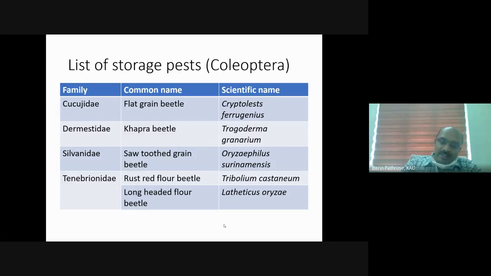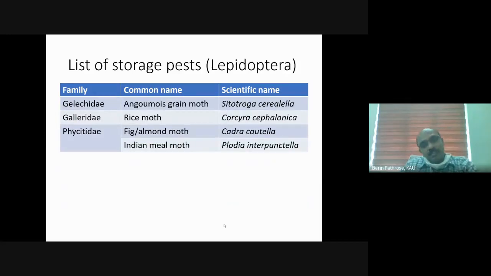Then coming to the next set, that is the Lepidopteran pests. In Lepidoptera, we have only 4. So earlier we had 12 in Coleoptera, in Lepidoptera we have 4. The total will be 16. You have to remember only 16 scientific names. Among the Lepidopterans, the first family is Gelechiidae. Angoumois grain moth, the scientific name is Sitotroga cerealella, belonging to the family Gelechiidae.